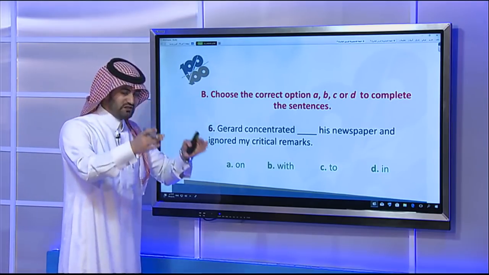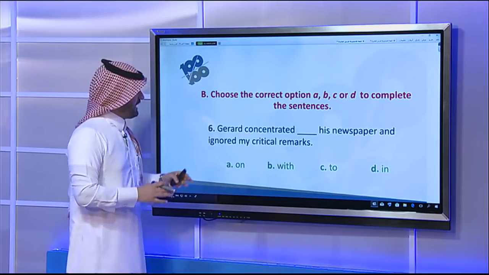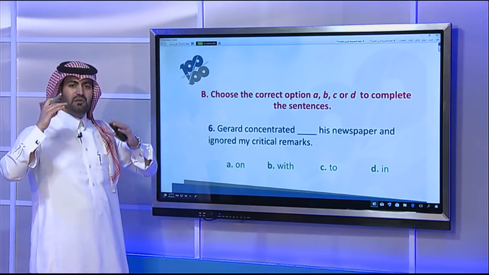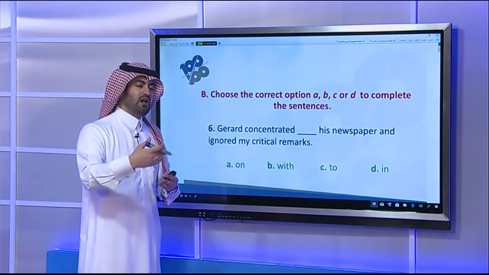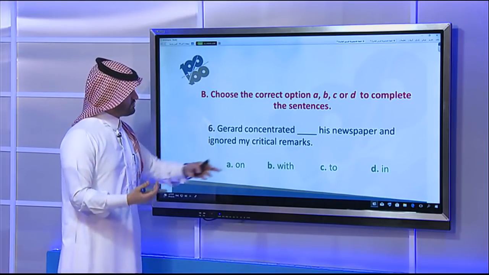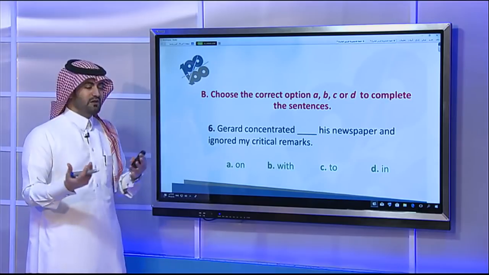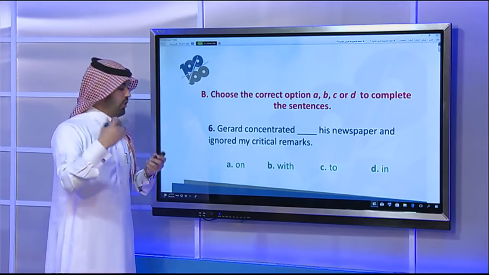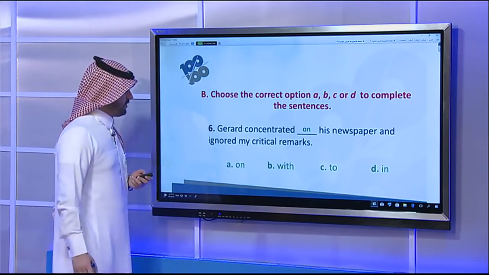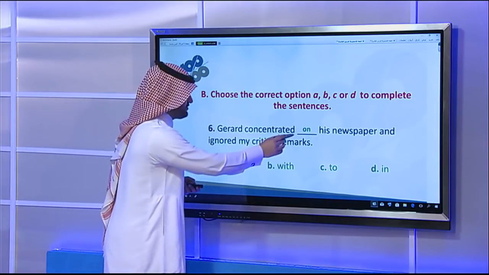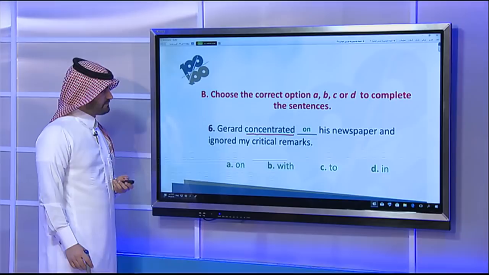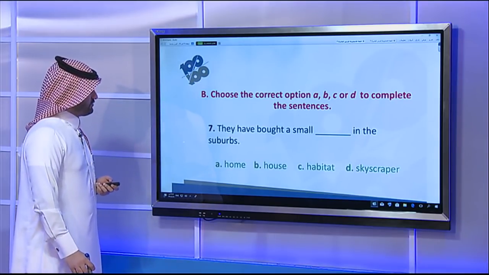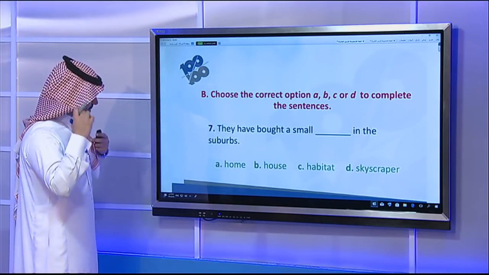He's concentrated on his newspaper and ignored, he didn't pay any attention to my critical remarks. I was making comments which are critical and important, but he wasn't concentrated on them. The answer should be "on," because the verb concentrate must come with the preposition on.